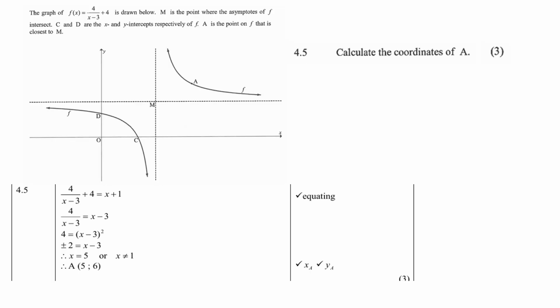Right, 4.5, calculate the coordinates of A. Now if you read again, they say A is the point on F that is closest to M. Now if it's closest to M, then that means the line of symmetry will also run through A. So therefore, we're going to use the equation of the line of symmetry, which we've done in the previous question, namely y equals x plus 1, because t is 1, remember?